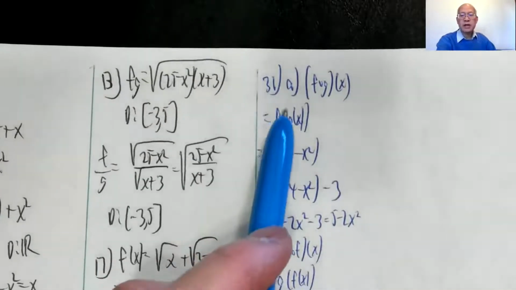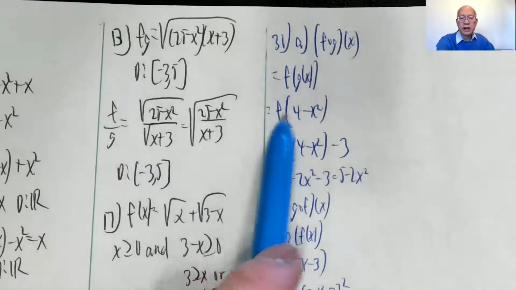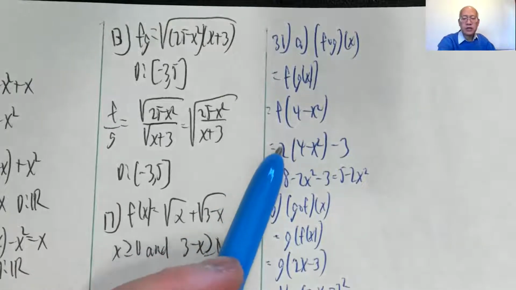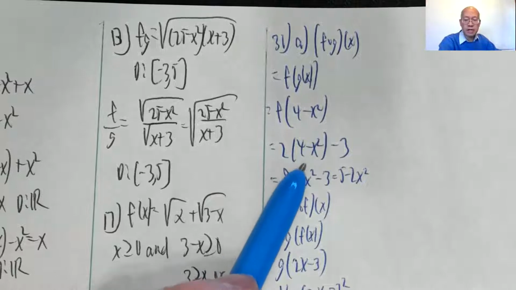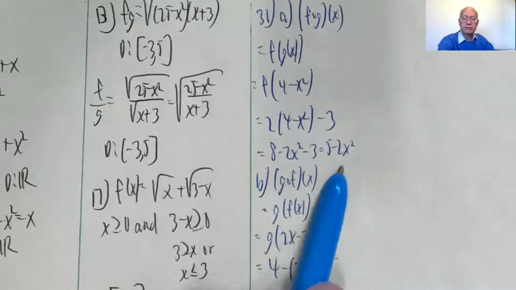Okay, 31a, f∘g of x, f of g of x. g of x is 4 minus x squared, so it's f of 4 minus x squared. And f is 2 times whatever minus 3. So 2 times (4 minus x squared) minus 3, 8 minus 2x squared minus 3, or 5 minus 2x squared.